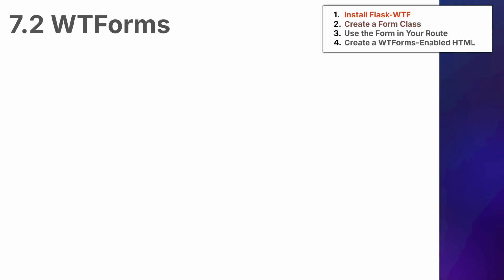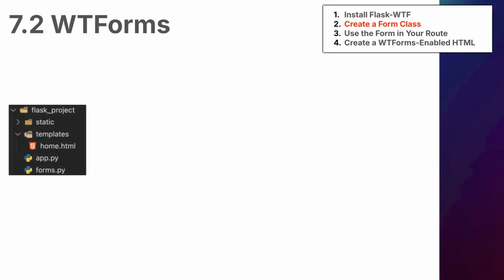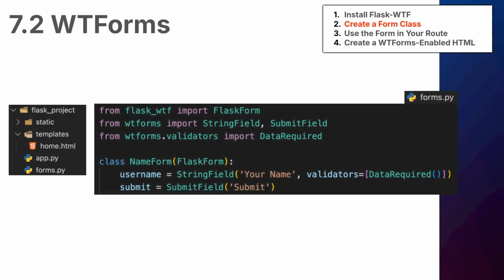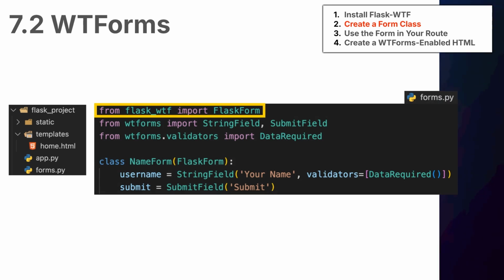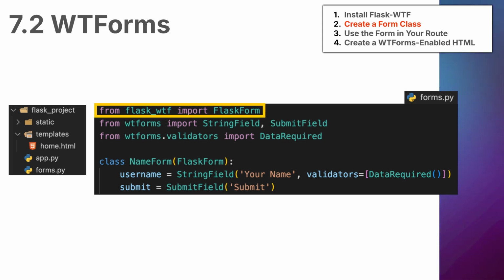2. Create a form class. Let's create a new Python file called forms.py. In your file, write like this. First, import FlaskForm from the flask_wtf package. FlaskForm is the base class that your form classes must inherit from. It connects WTForms to Flask and handles important things like security.